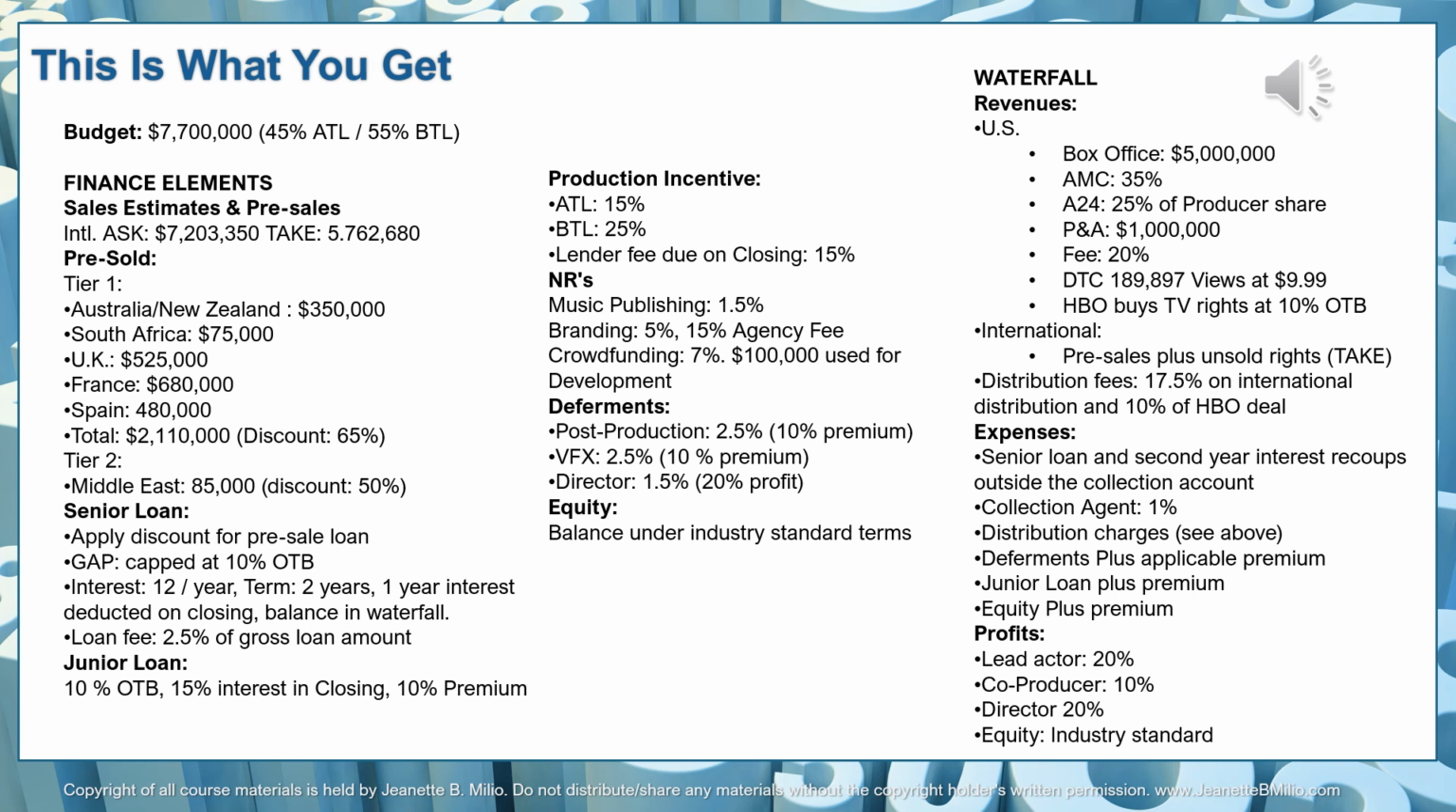The expenses include, of course, a senior loan, the second-year interest, both of which are recouped outside of the collection account. We have a collection agent, distribution charges, deferments plus the applicable premiums, the junior loan plus premiums, and the equity plus premiums. The profit pool assigns 20% to the lead actor, 10% to the co-producer. The director gets 20%, and the equity gets the industry standard profit participation.